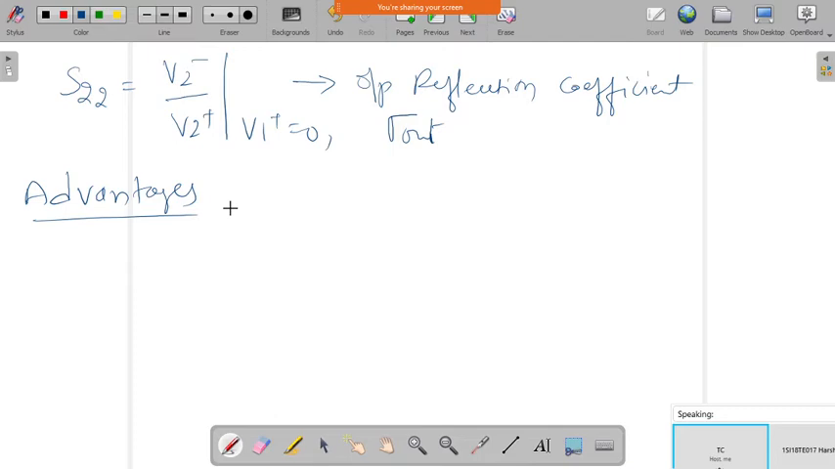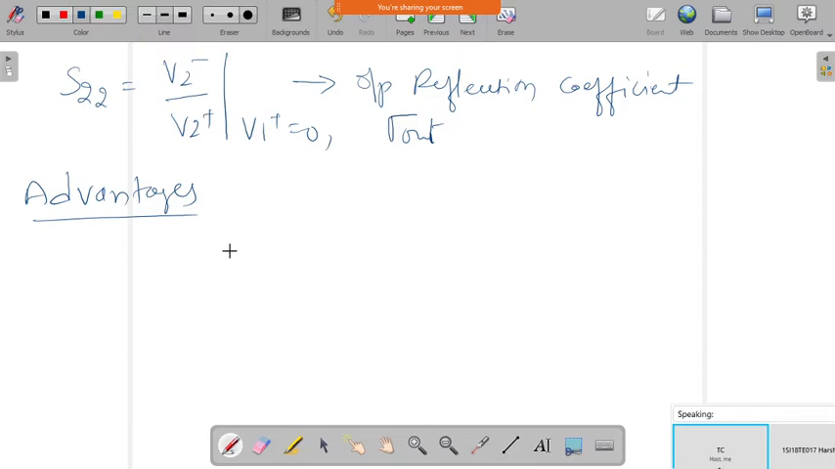So that we can use that short and open circuit termination in terms of the traveling waves. So that is incident and reflected voltage, we can define that, and we can avoid the reflection of the waves when we terminate the port with the matched load. So that's why it is very useful when we go for higher frequencies, we can use these S parameters.